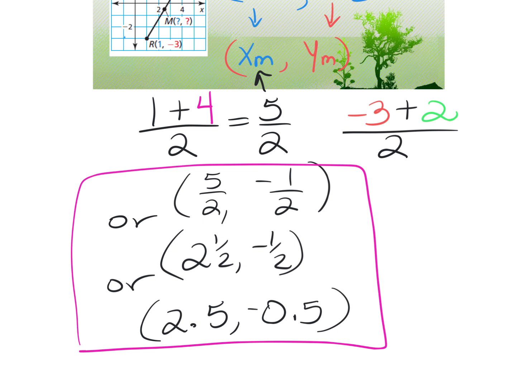Now, when we start the online homework, they'll be specific, and they're going to either say, enter your answer as a fraction, or enter your answer as a decimal. So just read the instructions when we start the online homework. But for right now, your homework for tonight and for the quiz, I'm okay with you leaving it either way.